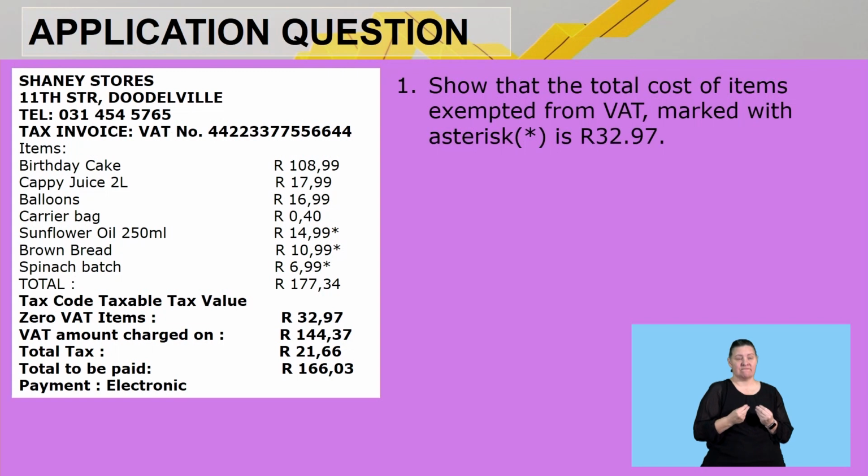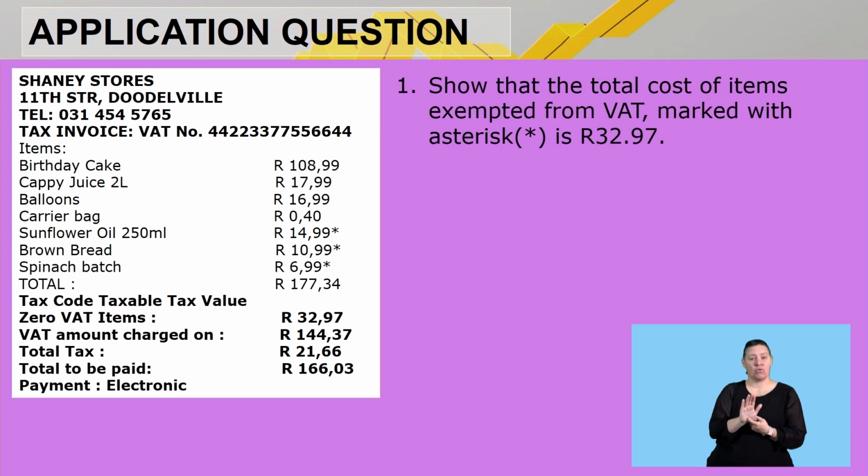Now let us continue with our application questions. Looking at the first question, we have our grocery slip or our till slip. Remember we have said firstly you start by checking the context that is given on the slip. So now we can see that we have other items that are zero rated. Now let us look at the question.